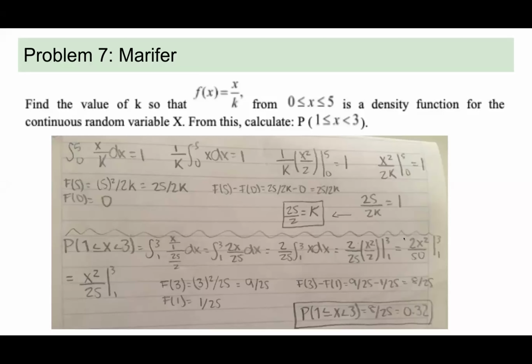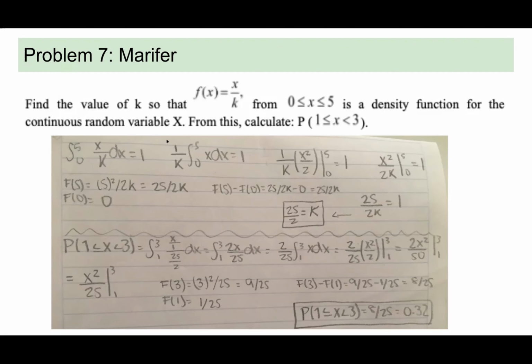Now we are going to see how to solve number 7. So basically we have to find the value of k using this function in this interval, and then we will calculate the probability that x is bigger or equal to 1 but smaller than 3. For starting, we start with our integral. The numbers we'll put in here are 5 and 0, since it is the interval we're going to use. And we have to make it equal to 1, to be able to solve for k later.